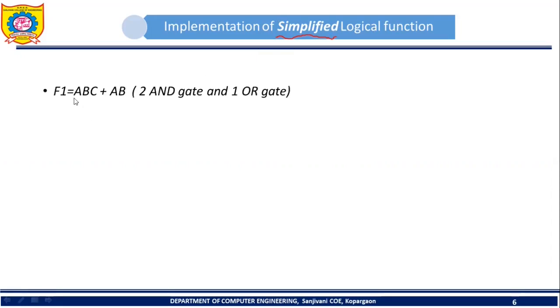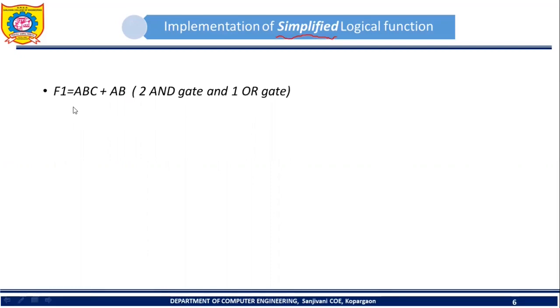Let's take again the same example which we discussed in the previous slide. The logical function was F1 is equal to ABC plus AB. So in order to implement this logical function, how many gates do you require? Yes, you require 2 AND gates and 1 OR gate. Now, can we simplify this logical function? Yes, we can simplify it by using Boolean algebra.